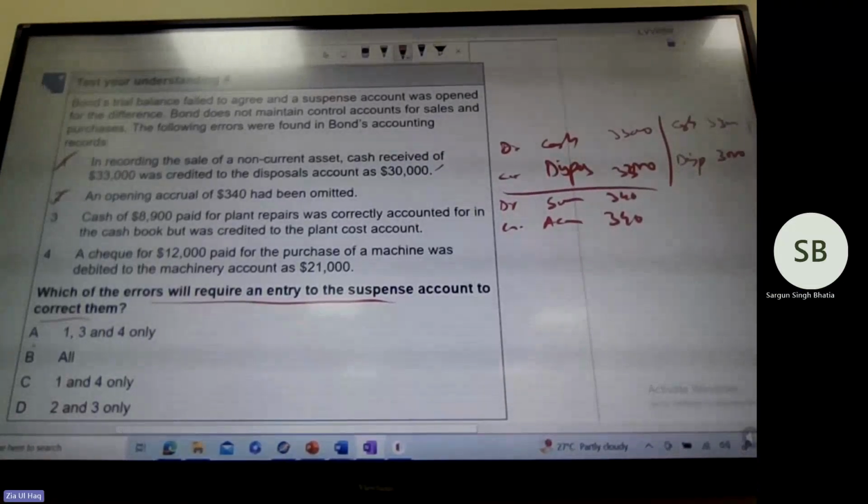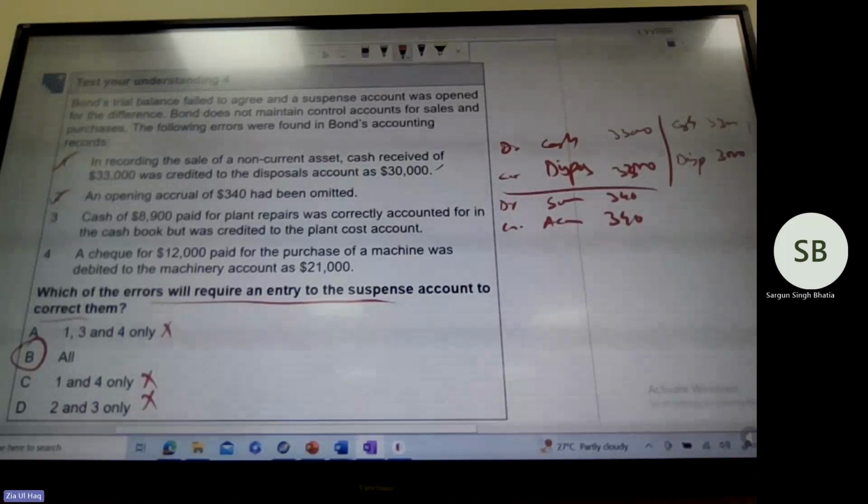Option A is not saying option 2, so this will be the wrong option. Even option C will be the wrong option, and option D will be wrong too. So what will be the correct option? B. We don't even need to read 3 and 4, because if we have identified suspense involved in 1 and 2, there is no other option except B where 1 and 2 both are included.